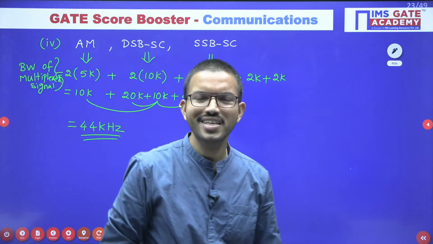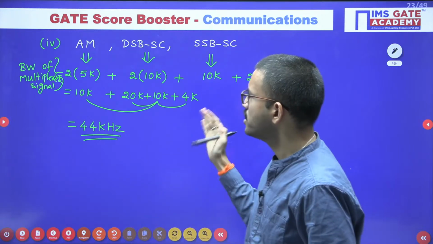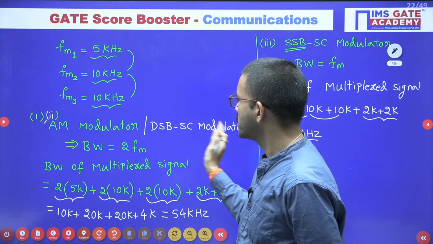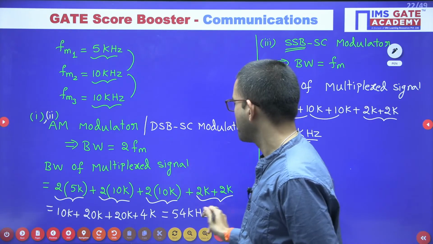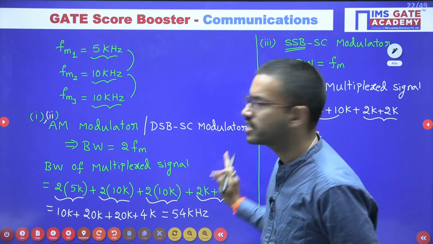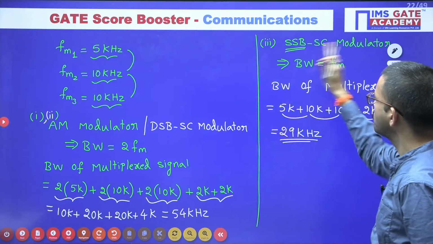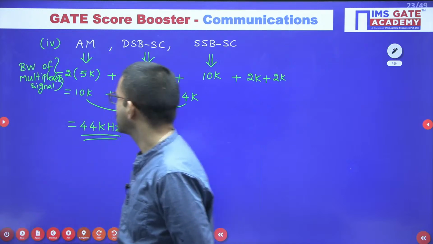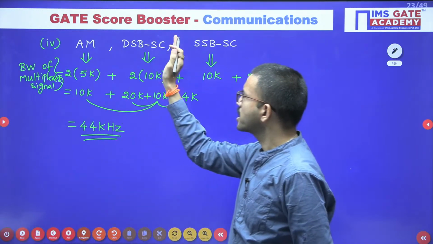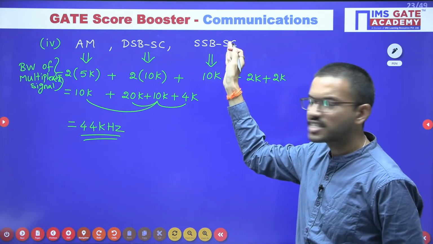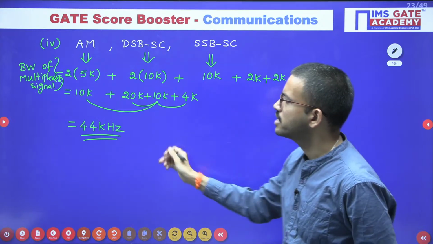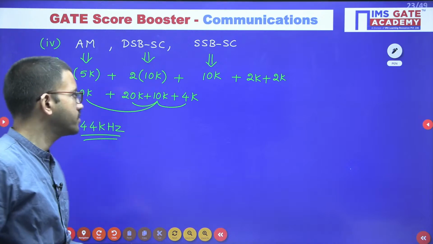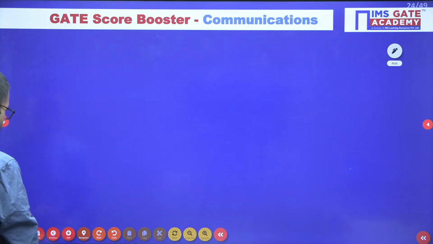Okay, so we have solved the question in all 4 cases. In case 1, all the modulators are AM, and similarly in case 2, all the modulators are DSBSC. Because the bandwidth is the same, the final answer will remain the same for case 1 and case 2. Whereas in case 3, all the modulators are SSBSC. In this case, we got 29 kHz. Similarly, in the 4th case, the first modulator is AM, the second modulator is DSBSC, and the third modulator is SSBSC. When you consider it like that, you get 44 kHz. I hope it is clear for everyone. Now I will show the next question.